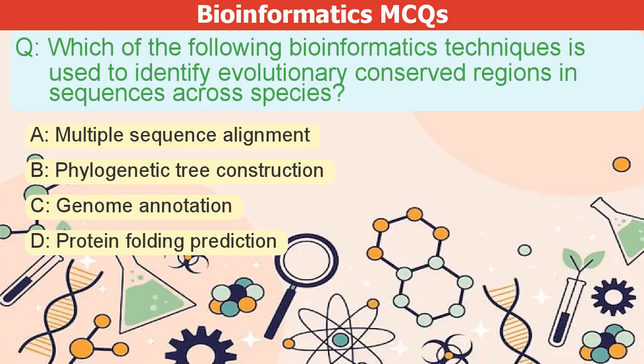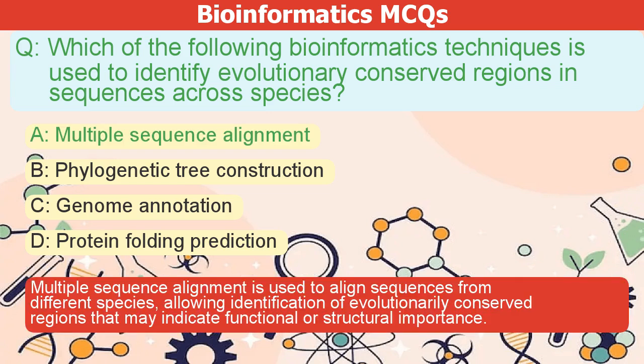Which of the following bioinformatics techniques is used to identify evolutionary conserved regions in sequences across species? A. Multiple sequence alignment. B. Phylogenetic tree construction. C. Genome annotation. D. Protein folding prediction.